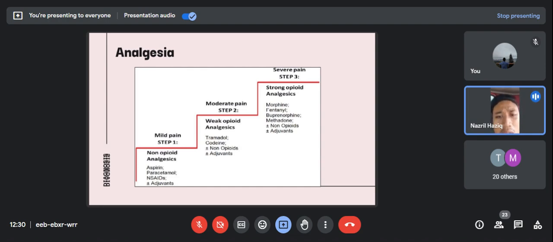In any pain, it is important to control the pain for this patient. So in order for us to decide which analgesia we want to give to the patient, it depends on the pain score of the patient. And sometimes we also combine two analgesia for the patient. For example, if the patient presented with a pain score of 8 or 9 or even 10, we can give titrated morphine with paracetamol, for example. Okay, next.